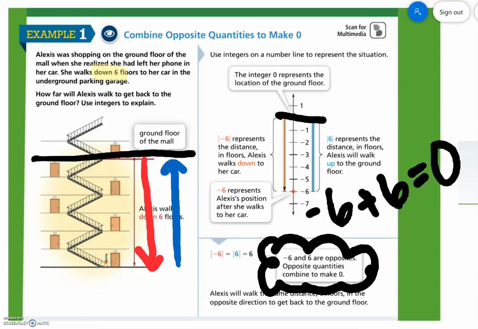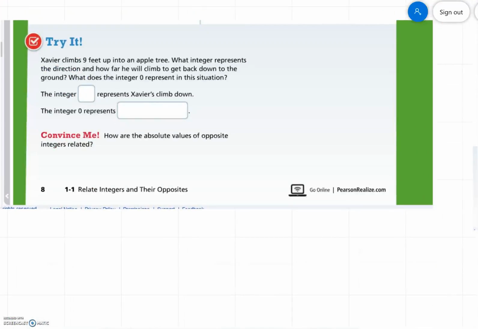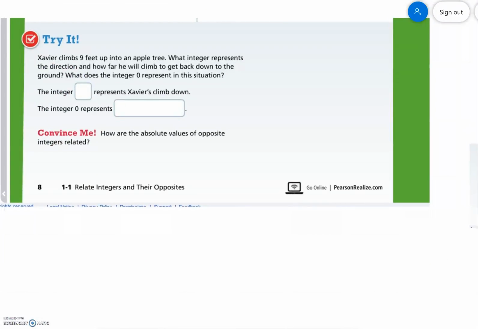Let's try one. Xavier climbs 9 feet up into an apple tree. What integer represents the direction and how far he will climb to get back down to the ground? What does the integer 0 represent in this situation? So I want you guys to try this on your own. If you are in class, Miss Justinger or Miss Becky will pause the video. If you are at home alone, please pause it yourself and press play when you are done.